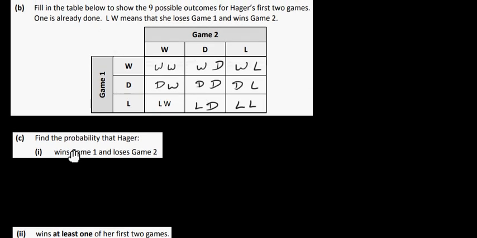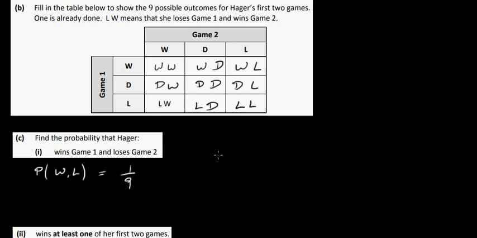9 possible outcomes. Find the probability that Hagar wins game 1 and loses game 2. So 2 ways of looking at this. There are 9 possibilities. What's the probability then that she wins game 1 and then loses game 2? So wins and then loses. Well, there's only one of those. There's only one possibility where she wins the first one, loses the second one. So that's 1 out of 9.